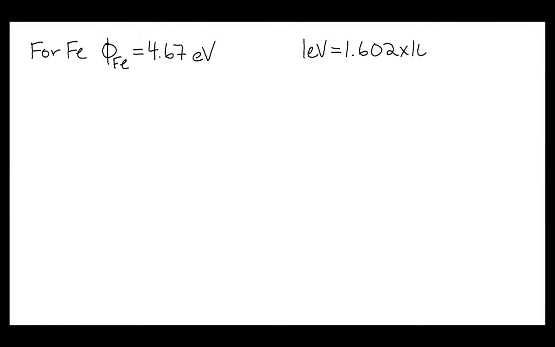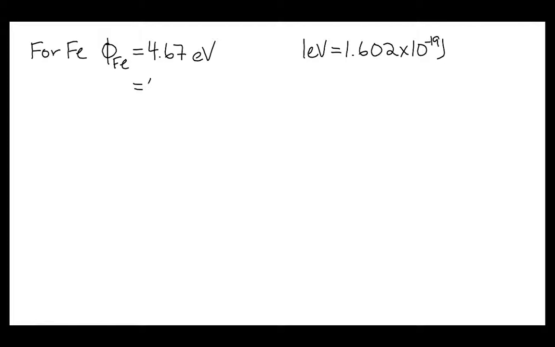In this video, what we're going to do is calculate how much extra energy an electron absorbs when a specific wavelength of light is shown on a metal that is above the necessary amount for the work function. So the metal that we're going to be looking at is iron, which has a work function of 4.67 electron volts. So the first step that we want to do is convert electron volts into a more familiar unit, such as joules.